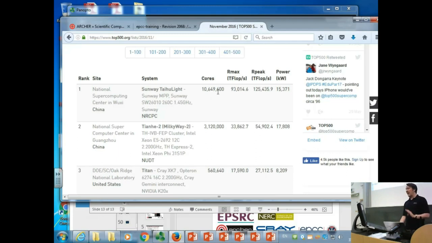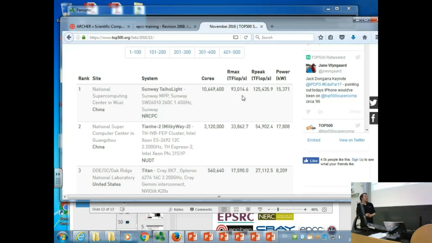But the numbers are staggering. Each processor isn't very special. The clock speed is about 1.5 gigahertz, which is probably less than you've got on your laptop. But there are 10 million of them, all in the same infrastructure, which allows you to achieve these staggering performances of over 100 petaflops. I should have worked out how long it would take to add up all the salaries in the world with that performance.